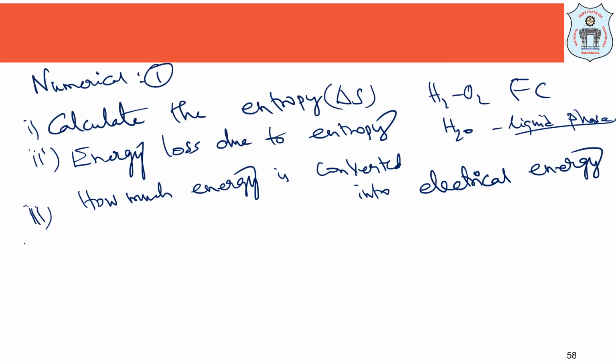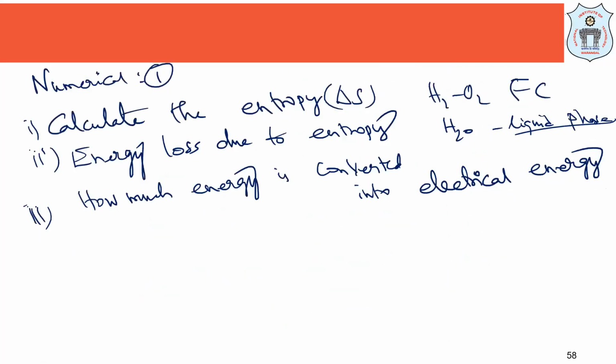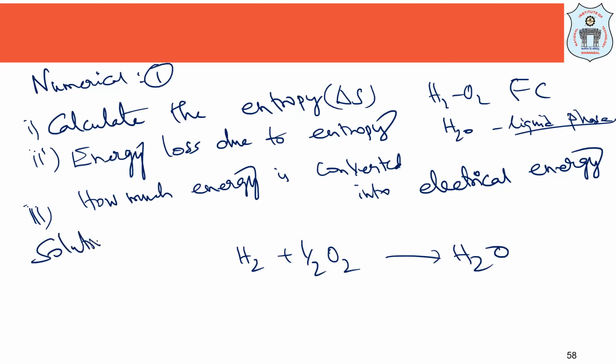All these can be calculated once we refer to the previous table. Okay. So in the table we have the data, we will substitute to get that one. Okay, so what is the reaction taking place? Please write H2 plus half O2 giving H2O. So this is the solution.